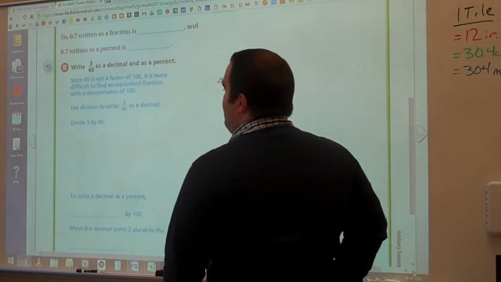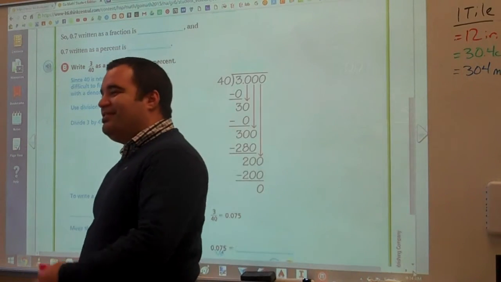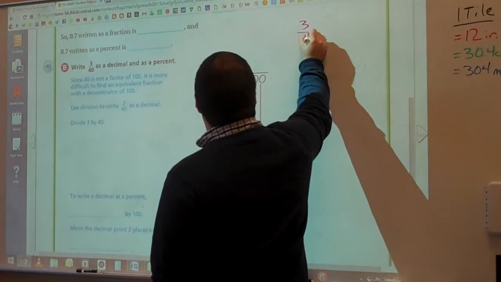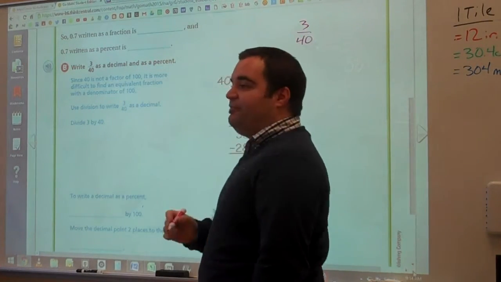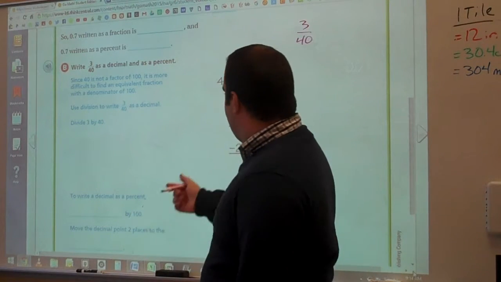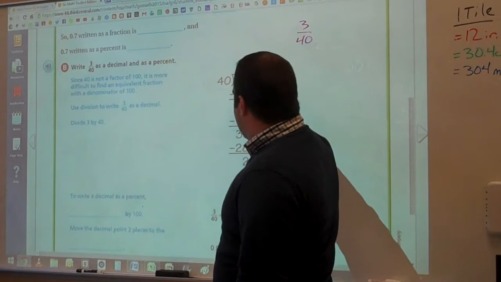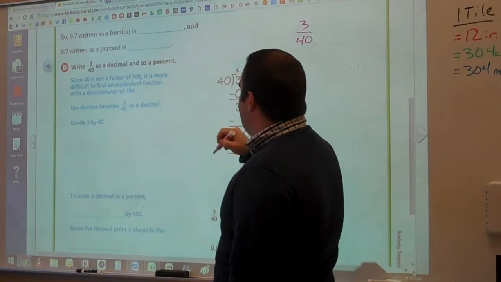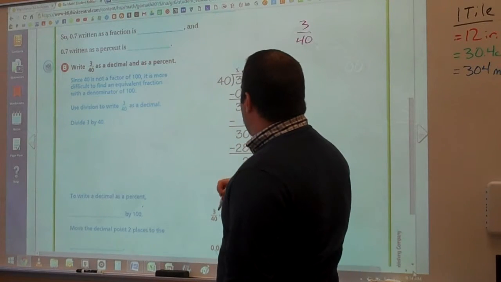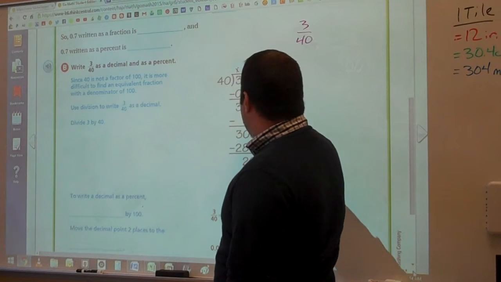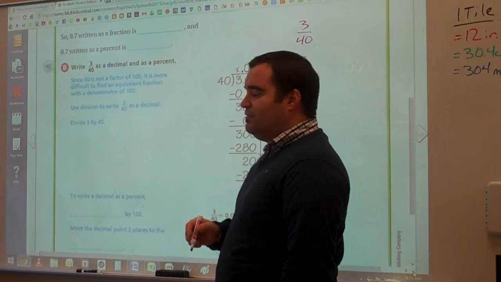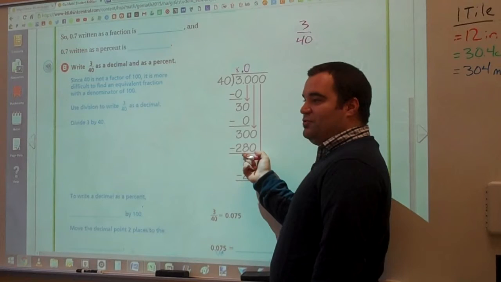Now, if the number's not pretty, like 3/40ths, you actually have to do the division. 3 over 40, we have to first turn it into a decimal, then turn it into a percentage. 40 goes into 3, 0 times. 40 goes into 30, 0. 40 goes into 300, oh look, they did that for us, thank you. 40 goes into 300 how many times? Hint, it will give you 280.